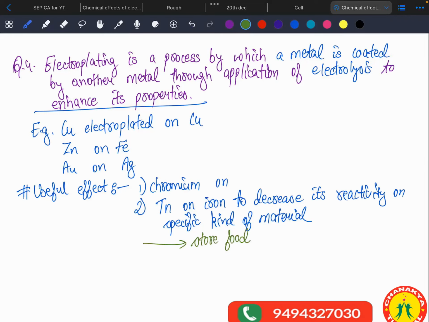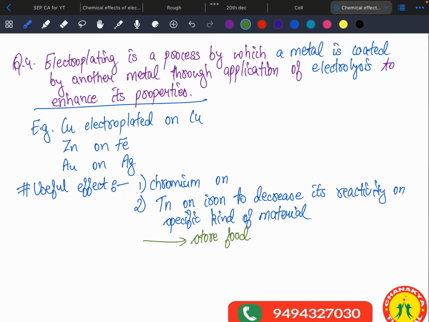Fake jewelry. Imitation jewelry, correct? But actually, it is not a useful effect. This is useful for those who want to cheat by selling fake jewelry. So we can say that it's an example, but we won't say that it is a useful effect. Okay. Sir, copper is electroplated on other metals to provide a vintage look.